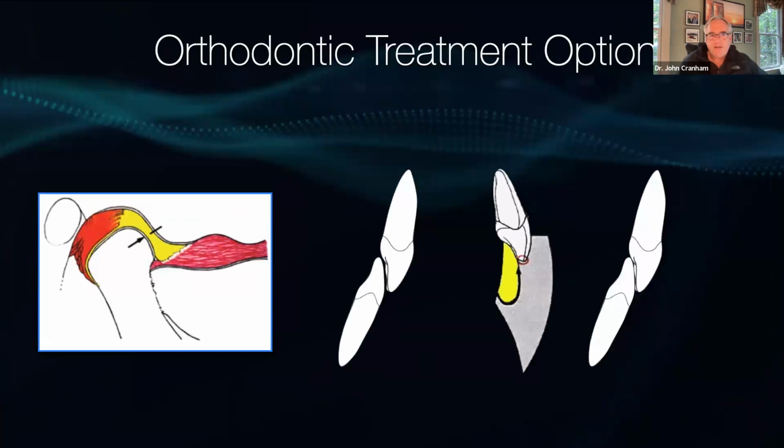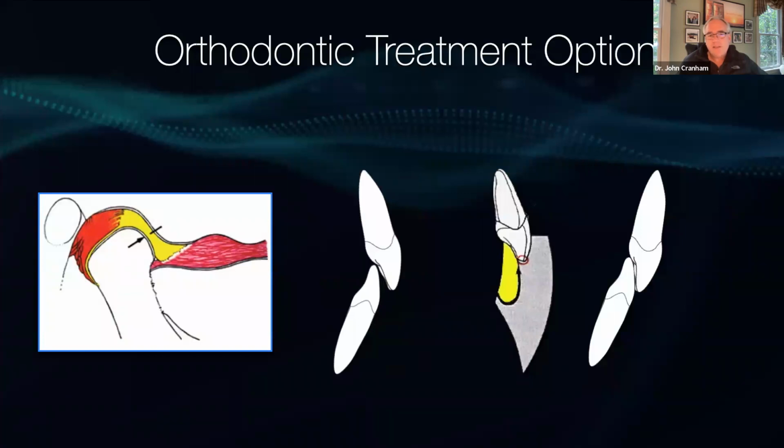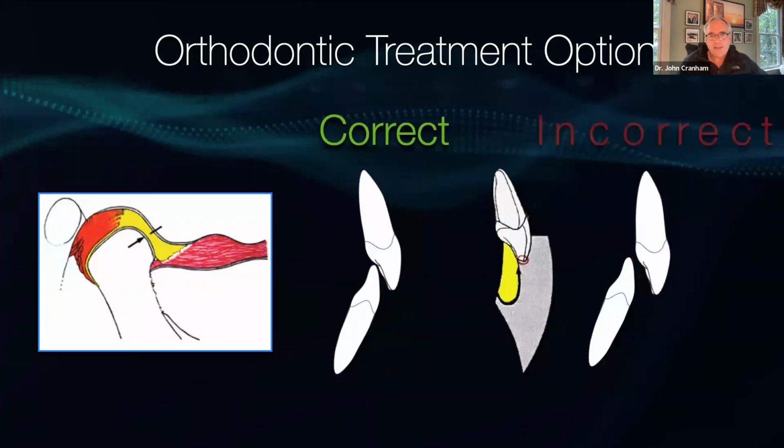Now, again, if we look at his situation where his bite is deep, what I'd like to do is decrease the overbite and increase the overjet. And we can do that by intruding his teeth a little bit and then changing the interincisal angle. And so this is going to be primarily my goal. I don't want to just push his tooth out. This is correct. This is incorrect.